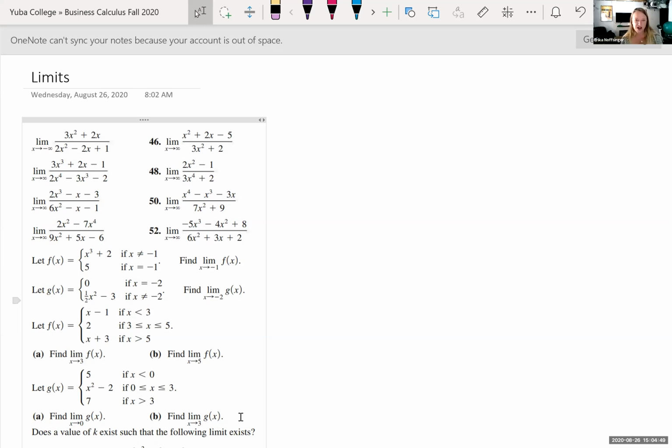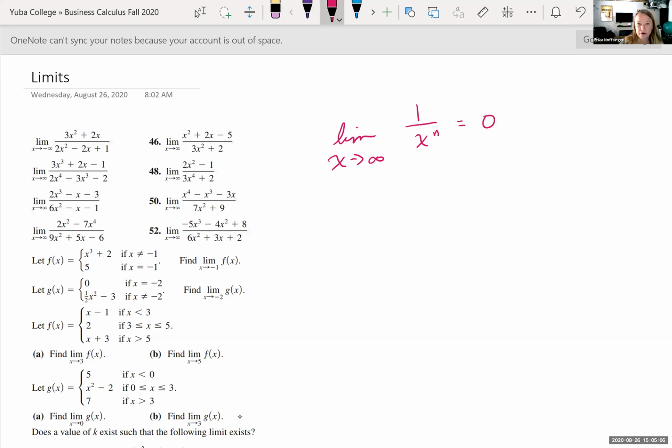We also saw at the end of class that if you had the limit as x goes to infinity, or negative infinity, I'm just going to put infinity in this case, of 1 over x to the n, this is equal to 0. You have 1 over a huge number that keeps growing, so it's going to be going closer and closer to 0. And we can use this fact when we're taking limits.